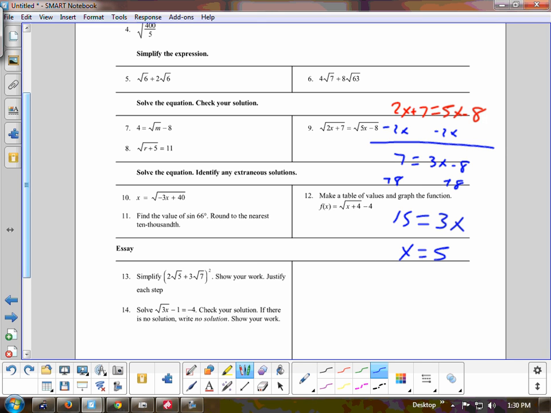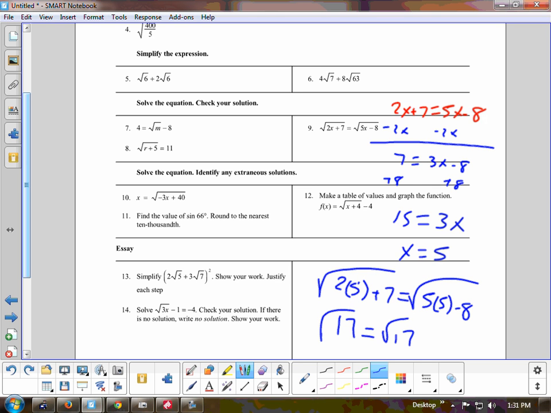Or 3 times 5 is 15. And then we can go ahead and check it. So it was 2 times 5 plus 7. Is that equal to 5 times 5 minus 8? And then we do the square root of both sides. And this is 17. Radical 17 equals radical 17.